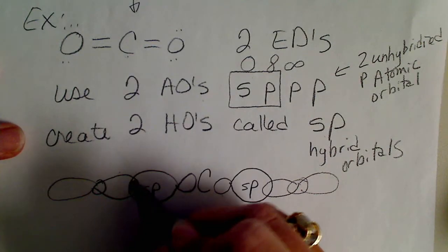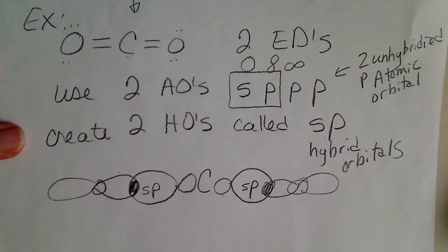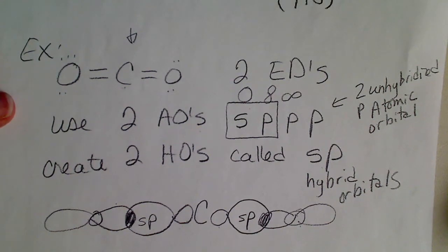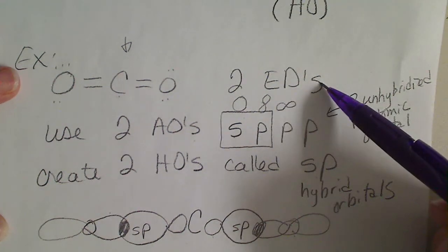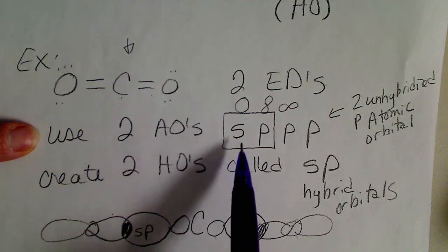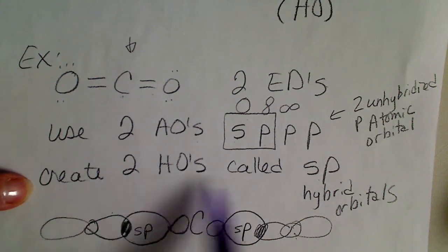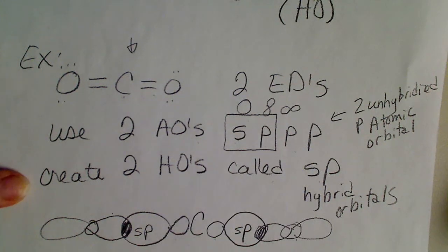So now this sp hybrid orbital could overlap an outer atom's orbital. We're going to do this for several electron domains. So 2 electron domains is the fewest number that we're going to have. So 2 groups of electrons means we're going to put a box around 2 of the atomic orbitals, rename 2 hybrid orbitals, and we'll come back to these unhybridized orbitals later.